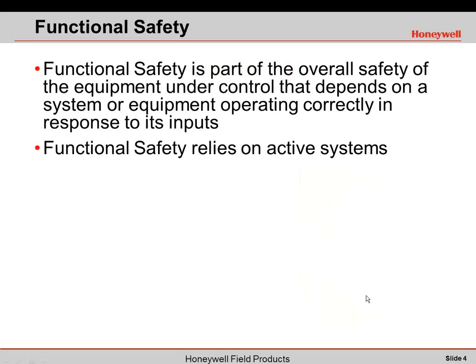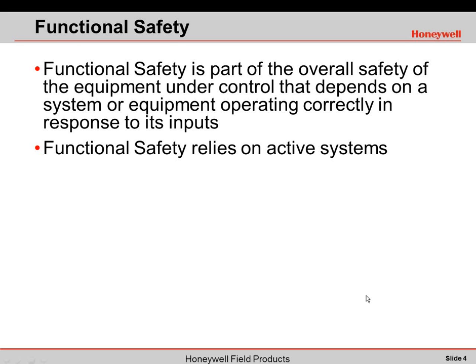So functional safety is part of the overall safety of the equipment under control, sometimes referred to as EUC in the individual standards. And it depends on a system or equipment operating correctly in response to its inputs. So functional safety really means that the equipment operates the way you intended and keeps both your employees and the environment safe. Now, functional safety relies on active systems.